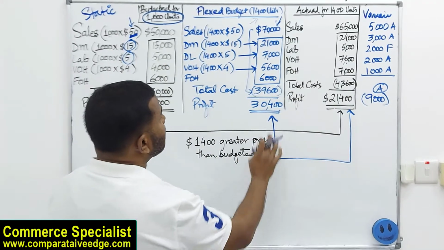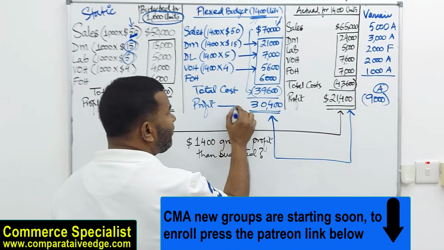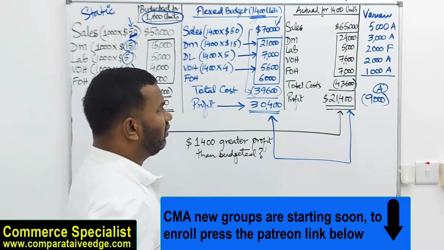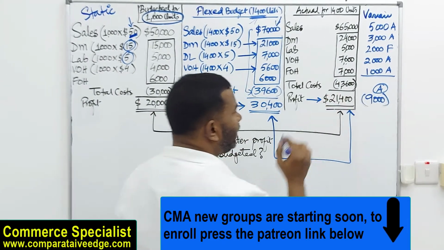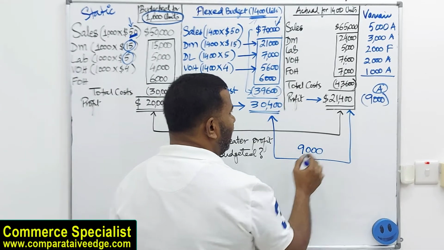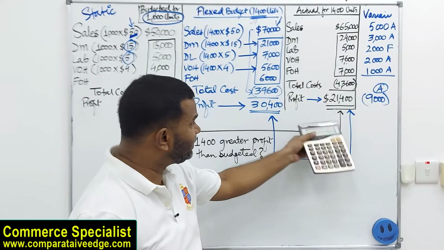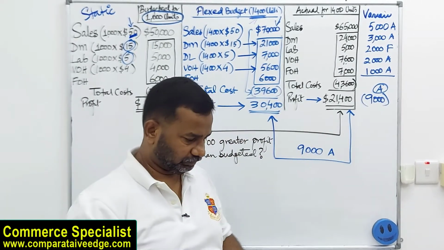Now this shows for 1400 units, the profit should have been 30,400, but in reality it is only 21,400. The difference is 9,000, and obviously the actual profit is less than what it should have been. That's why we're calling it adverse.